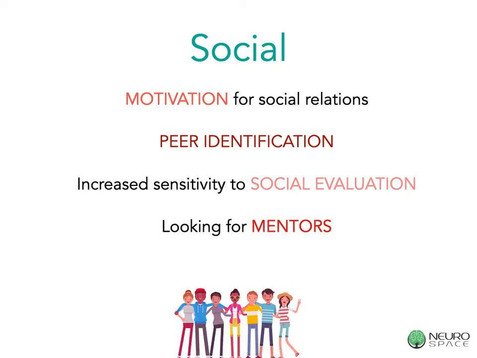Adolescents are also on the lookout for mentors, that is, role models who they wish to emulate, who they wish to be like. So, as a parent, it's important for you to also display or practice healthy behaviors when it comes to emotional regulation, communication, and other coping skills, so that the adolescent can learn good things from you.